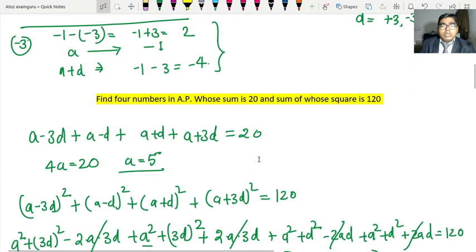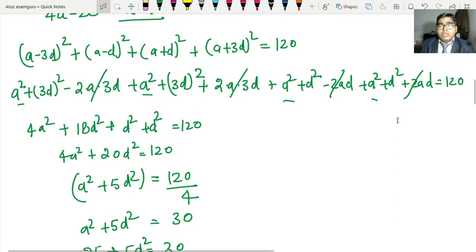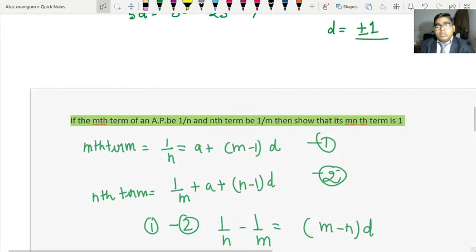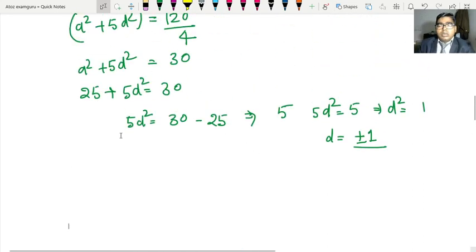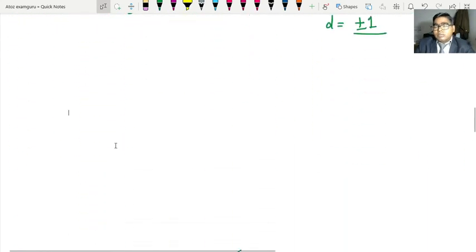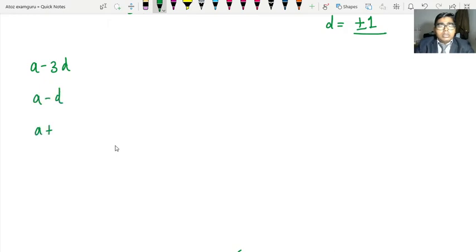And what is said to us? Find four numbers in AP whose sum is 20 and sum of whose squares is 120. Now the common difference is given to us and we can find the solution. The terms are a minus 3d, a minus d, a plus d and a plus 3d.